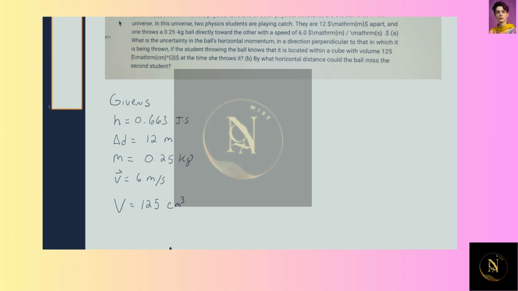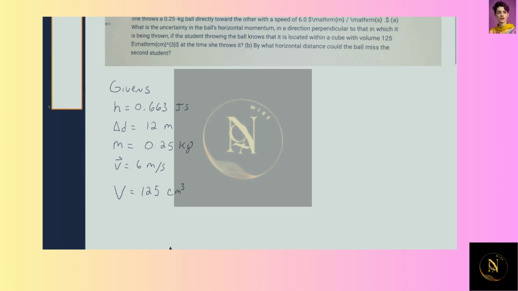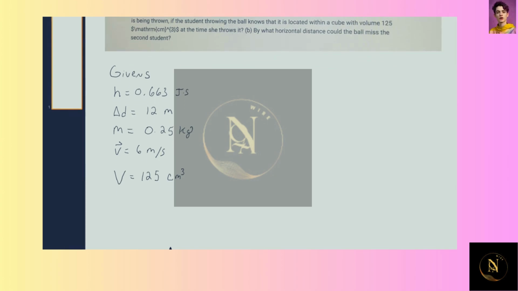Basically, this is Heisenberg's uncertainty principle, in that you can know either the momentum or position of an object, but the more you know one of them, the less you know of the other one. So the key to start with this solution is that box of 125 cubic centimeters. If we take the cube root of that, that would give us dimensions of 5 centimeters by 5 by 5 centimeters.